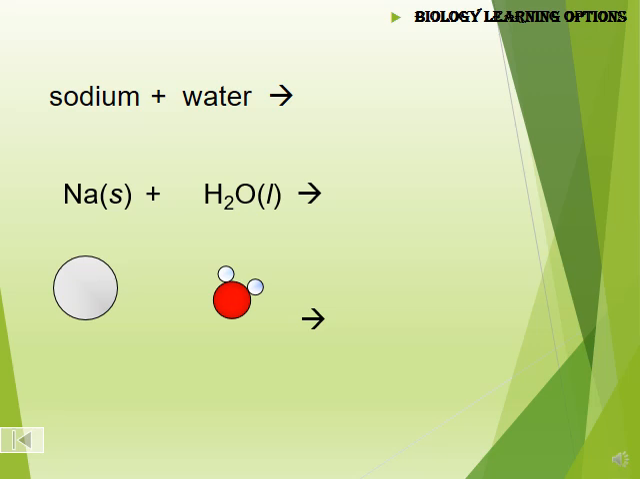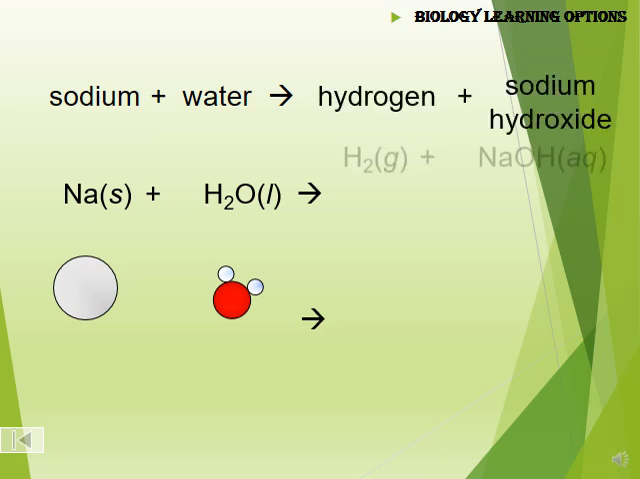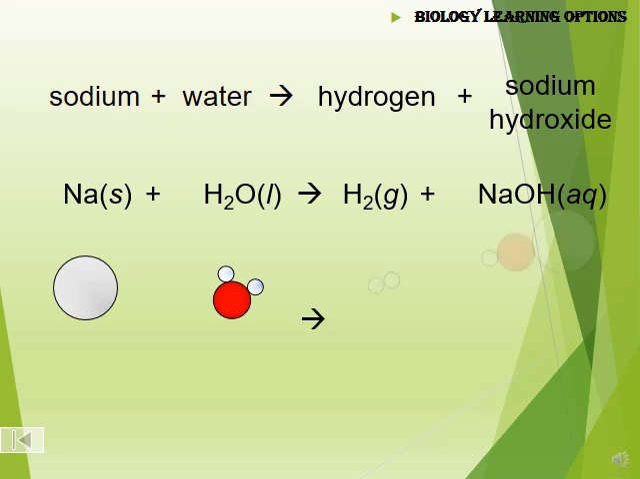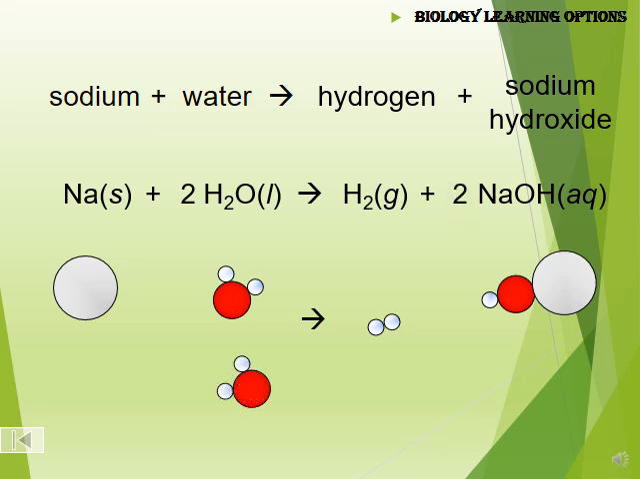Sodium plus water, Na plus H2O, is converted into hydrogen plus sodium hydroxide. So here again we are balancing the equation by putting 2 in front of H2O, the water molecule, and 2 in front of sodium hydroxide NaOH. So now this is our balanced equation.